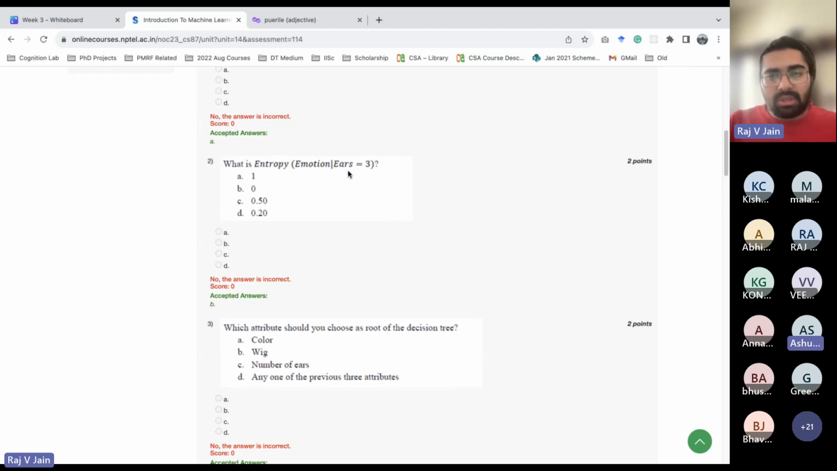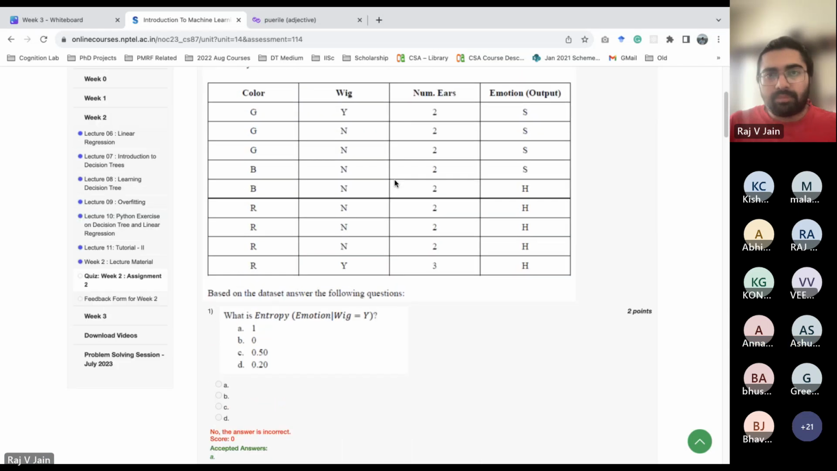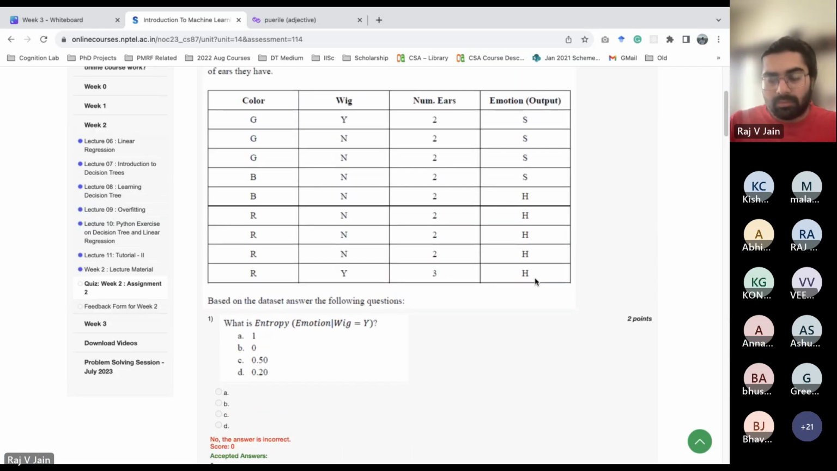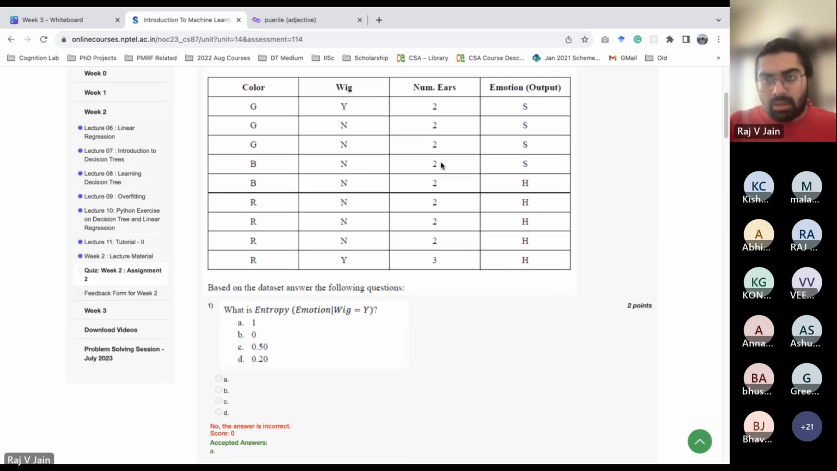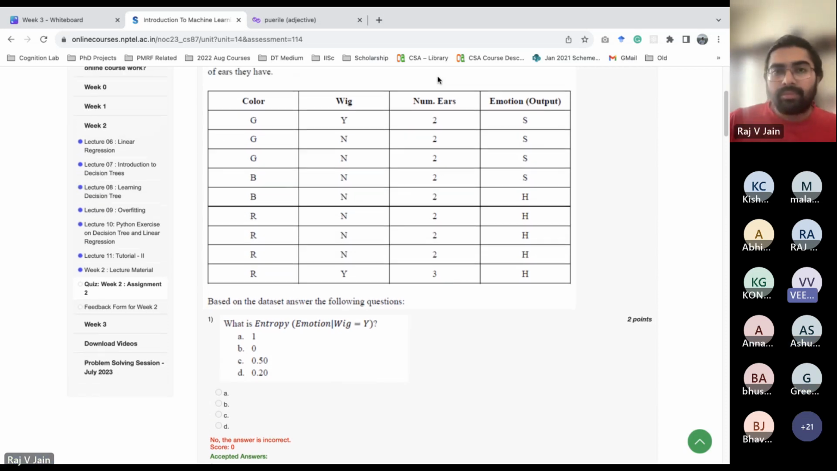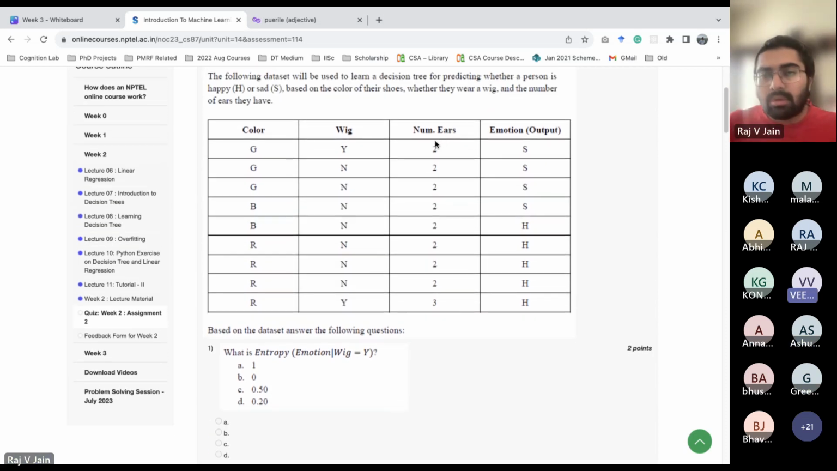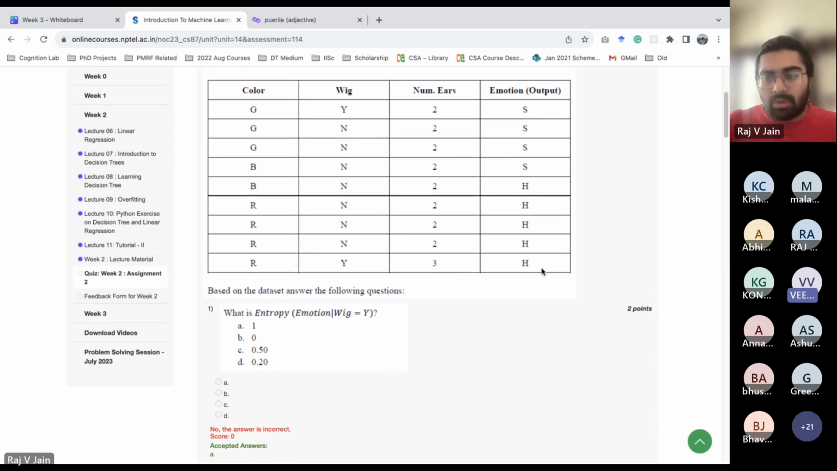Entropy of emotions given years equal to 3. So the answer is... okay, and I have a doubt. Number of years 3 means what? Can I give the answer for this, sir? Sure, go ahead. There is only one record which is 3, and it is positively classified, and it belongs to only one class. So the entropy value is 0.